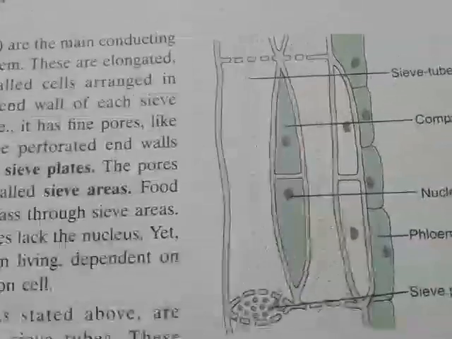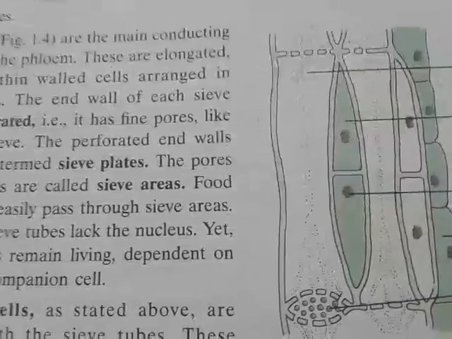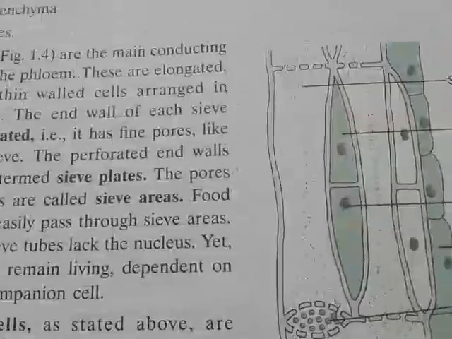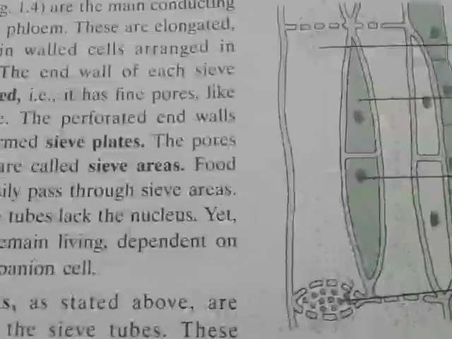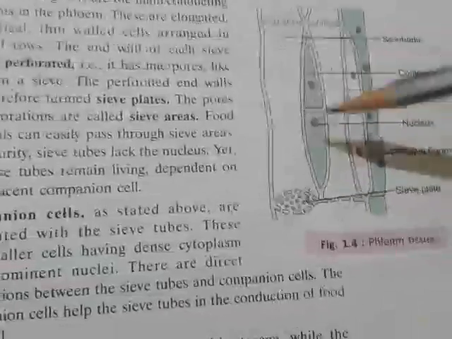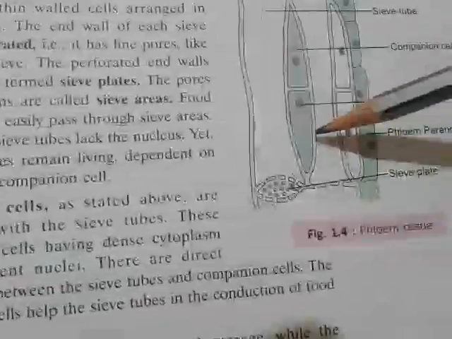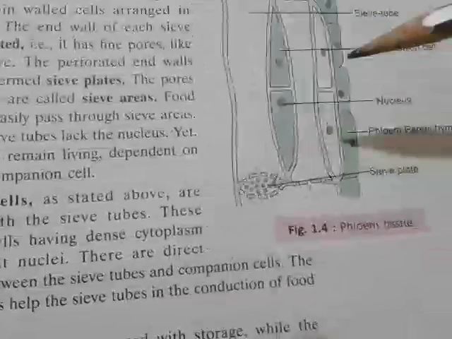Now coming to the companion cell. As stated above, the companion cells are associated with the sieve tubes. These are smaller cells having dense cytoplasm and a prominent nucleus. So this is the nucleus, and this part is associated with the sieve tubes. There are direct connections between the sieve tubes and the companion cells, and the companion cells help the sieve tubes in the conduction of food materials.